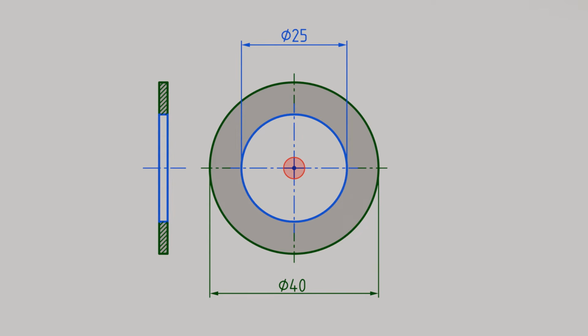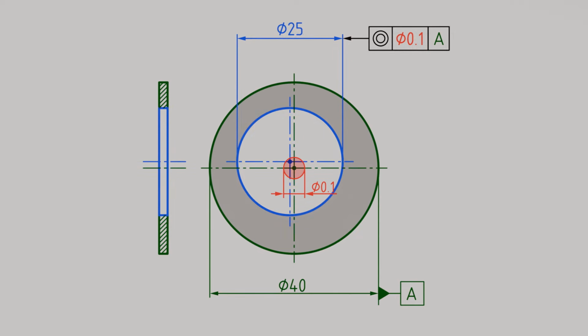For this reason, concentricity uses the same symbol as coaxiality in the feature control frame, two concentric circles. Since the reference point for the toleranced hole center is also a point, namely, the center of the circular metal sheet, a single datum A is sufficient here to fully define the location of the tolerance zone. The center of our hole must now lie within a circular tolerance zone with a diameter corresponding to the given tolerance value of 0.1 mm, whose center point coincides exactly with the center of the circular metal sheet.